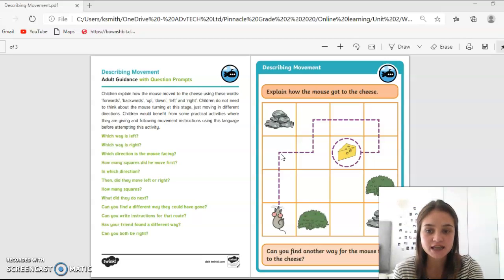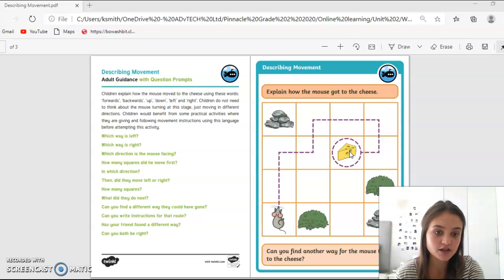Okay, then he moved forward or straight for 2 blocks. And then, did he move left or right, boys and girls, to get to the cheese? He moved right, 1 block. Well done. And then, how many squares did he move forwards? 1 block up. And then, what did he do next? He went right. How many blocks? 1, 2 blocks. And then he moved down 1 block. And then he moved left to the cheese. Could you find a different way?